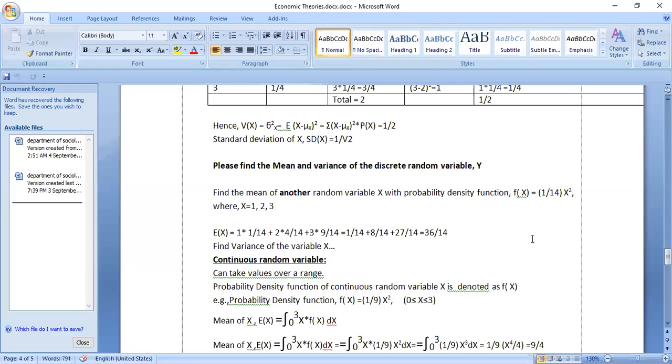Variance of a random continuous random variable. Can you explain that again? Yeah. So what happened to that?